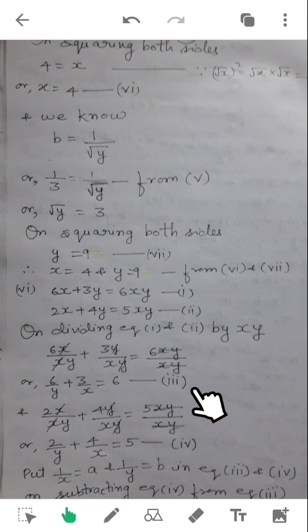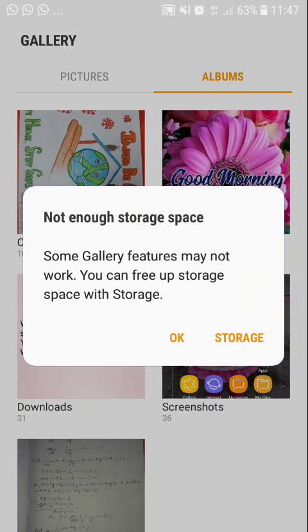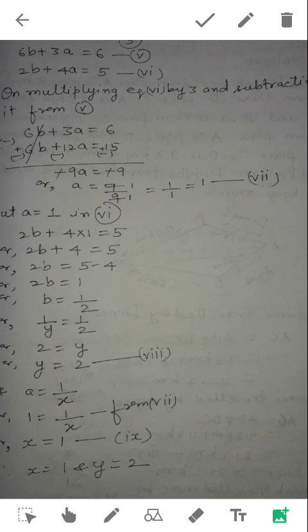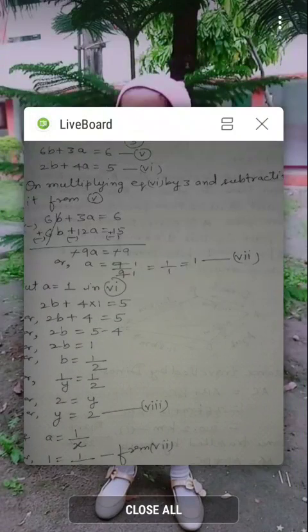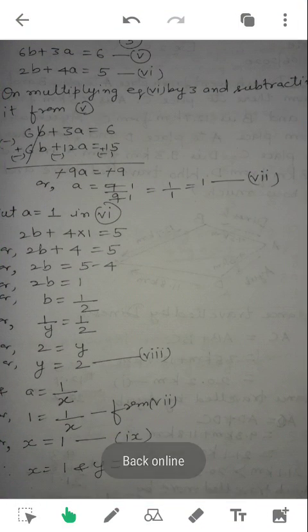Now here we have got the third equation. Here we have got the fourth equation. Now what we will do is we will put 1 by x as a and 1 by y as b in equations 3 and 4. Now when we have substituted 1 by x as a and 1 by y as b, we have got 6b plus 3a is equal to 6. Say this one as the fifth equation. And 2b plus 4a is equal to 5. Say this one as the sixth equation.